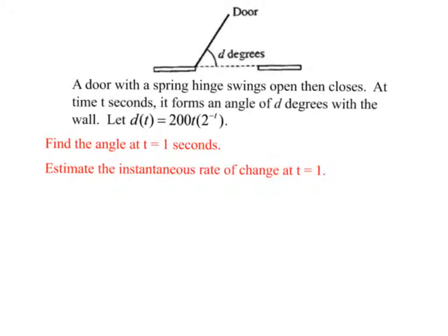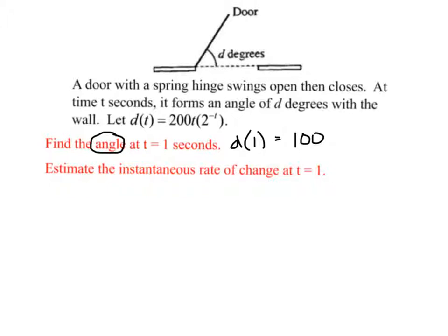Okay, in this example, we have a door with a spring hinge that swings open then closes. At time t seconds, it forms an angle of d degrees with the wall. Let d of t be 200t multiplied by 2 to the negative t. First question is find the angle at 1 second. Well, you'll notice this is not asking for a rate of change. This is just saying find the angle. Well, we have an equation that does that, so we would just plug 1 in, d of 1. Well, 200 multiplied by 1 multiplied by 2 to the negative first is 100 degrees.